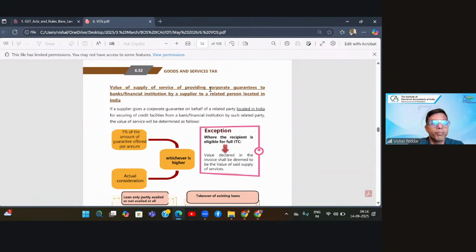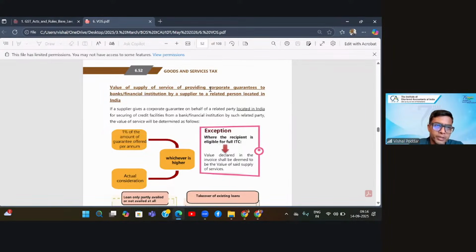It is my own company. I am one of the lead promoters, directors. So I stand as a guarantor. Now, in both these examples, what is common? Either my holding company is standing as my guarantor to the bank, or one of my director promoters is standing as my guarantor to the bank. And in both cases, the common thing is that this holding company or this director is my related person. Now, here comes Schedule 1.